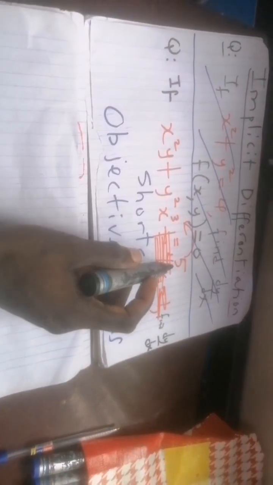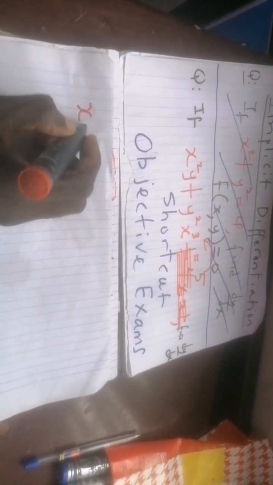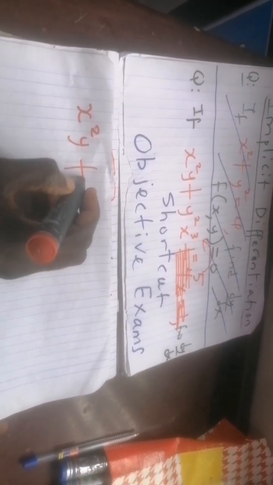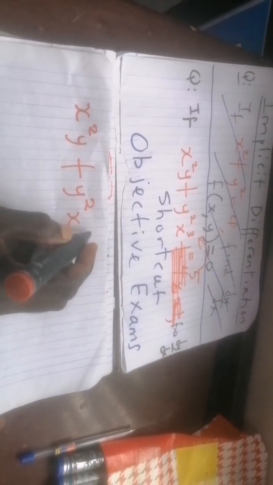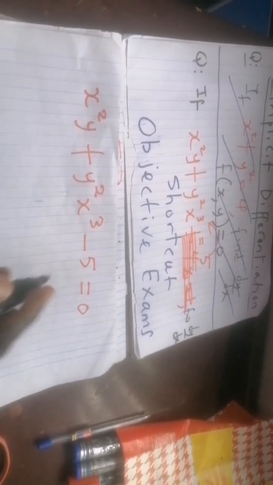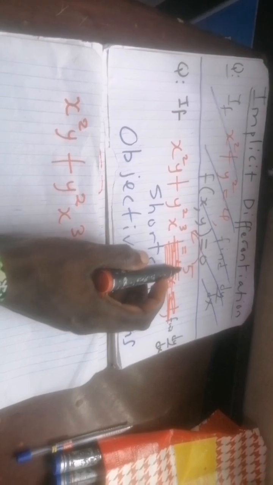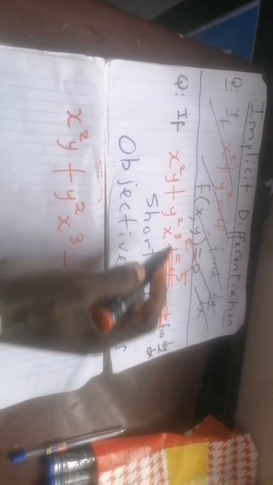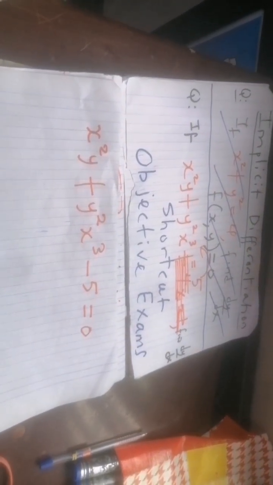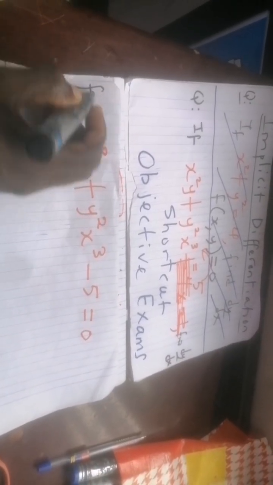Now this is the first rule. If you want to use this method, everything you have here, bring it to one side. So watch me now. I'm going to write x squared y plus y squared x cubed, then minus 5 is equal to 0. How did I get the minus 5? You bring everything to this side, so this 5 will come here to become minus 5. Is that clear? Once you are done, the next thing to do is to label this as your f.